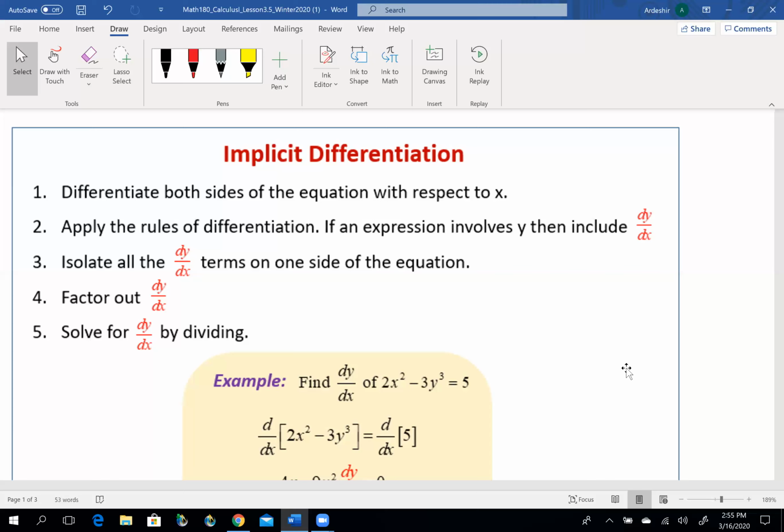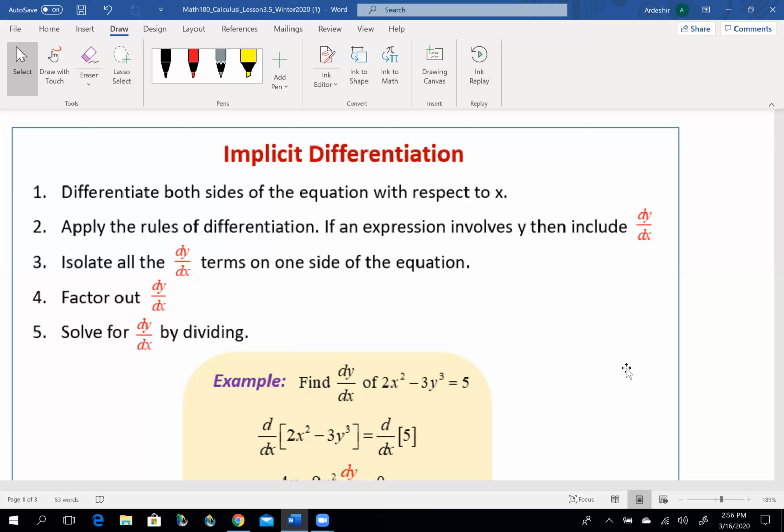Okay, so let's start with 3.5, implicit differentiation. Okay, guys, the steps: differentiate both sides of the equation with respect to x. Then we apply the rules of differentiation. If an expression involves y, then include dy/dx. Isolate all the dy/dx terms on one side of the equation, factor out dy/dx, and then we solve for dy/dx by dividing.